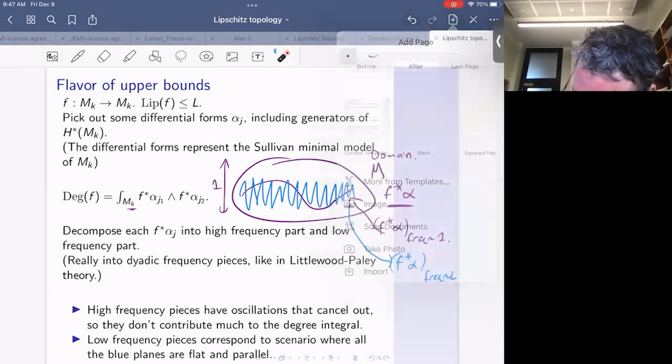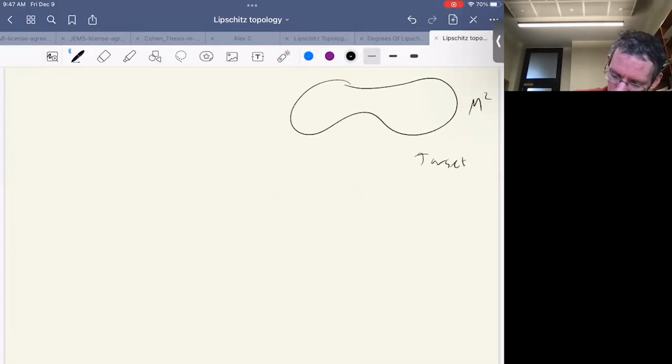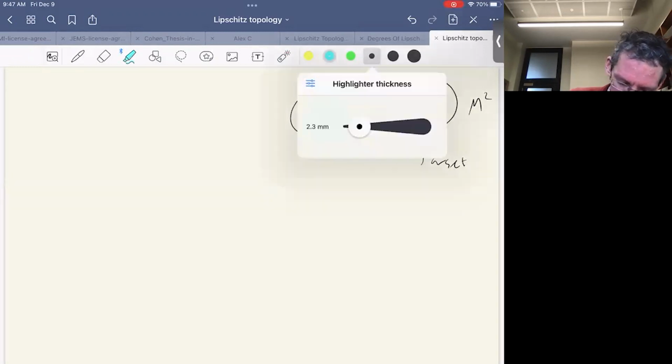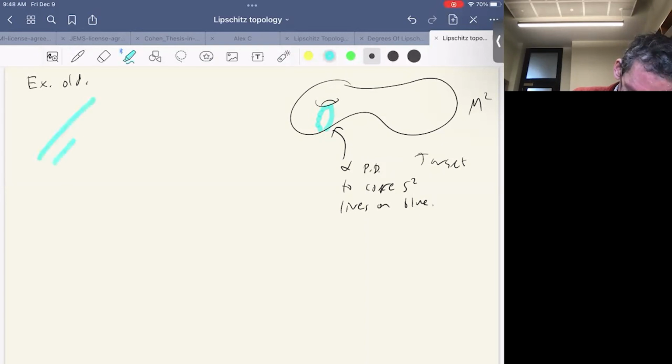Yeah, let me draw what Misha is saying. So, okay, here is our target. And then over here is just one of the blue pieces. And there's a form alpha, which is the Poincare dual to the core 2-sphere. And it lives on this blue piece. Okay, so in the old example, what we saw was that the pullback here looked like this.